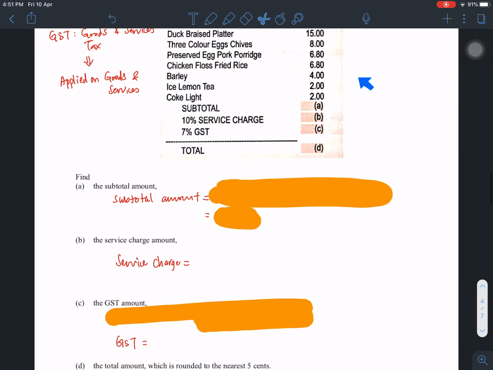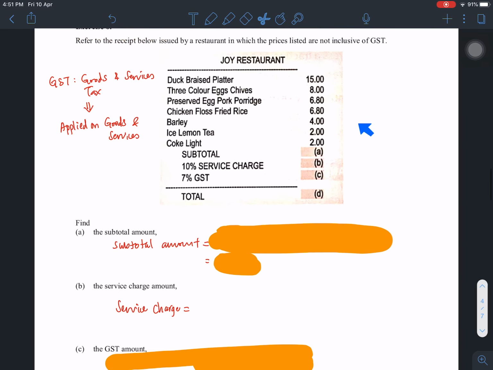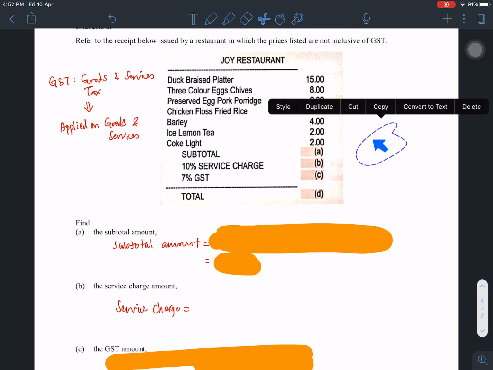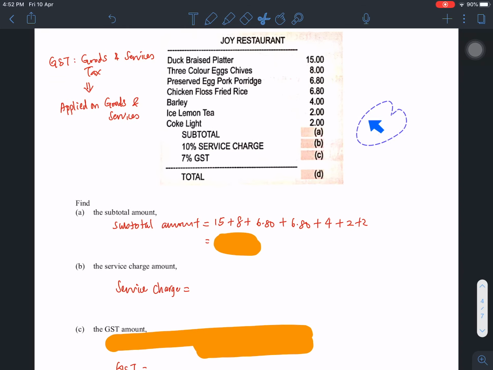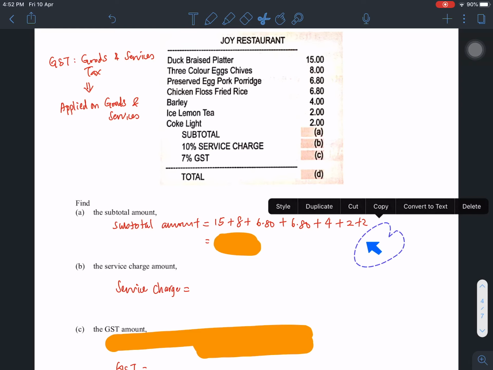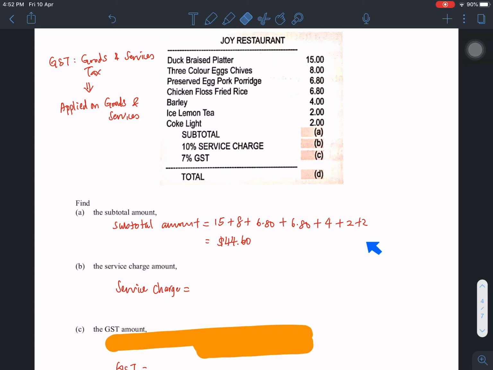The first question requires us to find the subtotal amount. The subtotal amount is basically the price of all the items that you have ordered or purchased, and we would sum these values up. So if you were to find out how much you have, we will firstly write down the equation containing all of the amounts that we have paid for. Summing this up carefully, you should have 44.6, and that would be the answer for the subtotal amount.